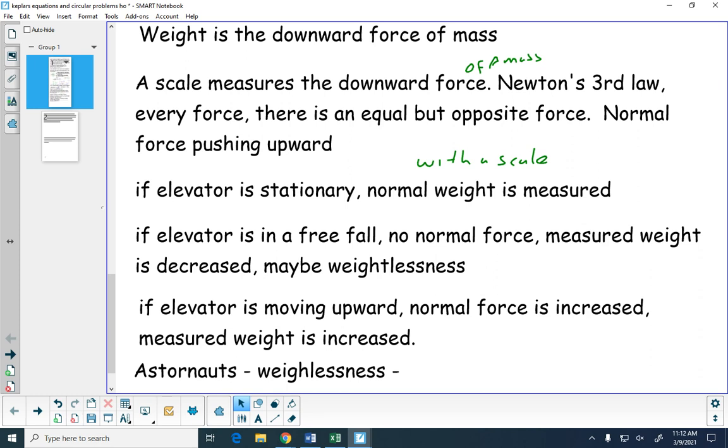So the normal force is increased, which means your weight's going to increase. Why? Because there is a normal force that's increasing. It's pushing against the scale.